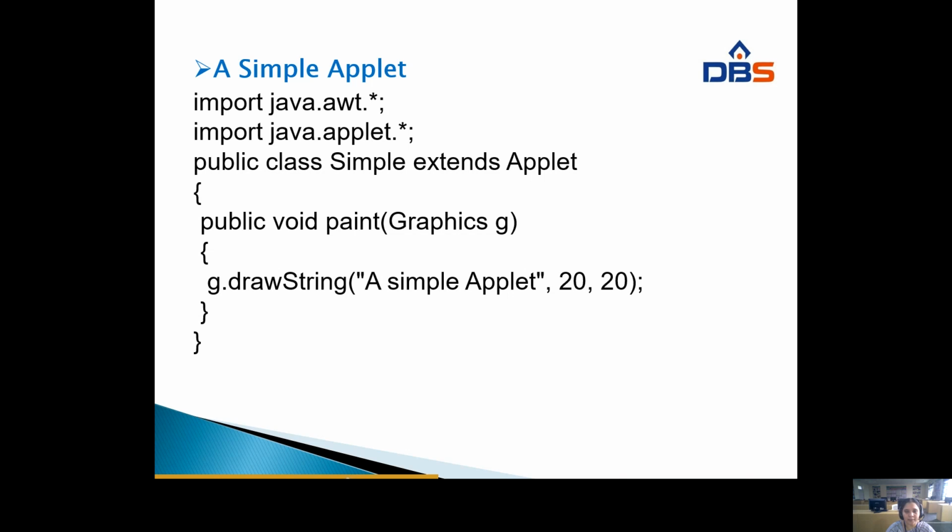First we need to import these two packages, then we can create the applet class: public class Simple extends Applet. So what is the class name? Simple. To create an applet we use the extends keyword, then write the applet. Open this class and write the paint method here: public void paint. ఇక్కడ మెయిన్ మెథడ్స్ ఉండవని చెప్పాం కదా. JVM will take care with the help of some other method, that is the public void paint method.